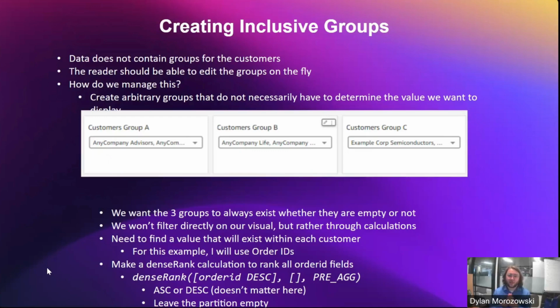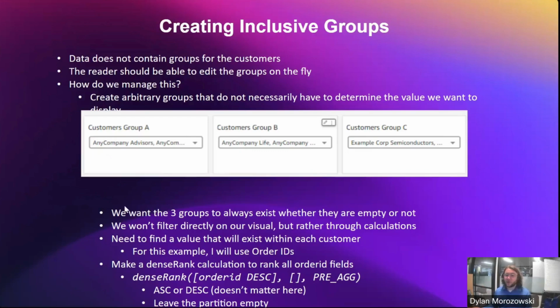We want to create these groups, and we'll figure out how to determine the value we want to display. Another thing is, I want these 3 groups to always show in my visual. So if you have nothing selected in any of them, I want them to still exist. It'll just be empty buckets. So I think that's important too. They'll always show group A, B, and C.